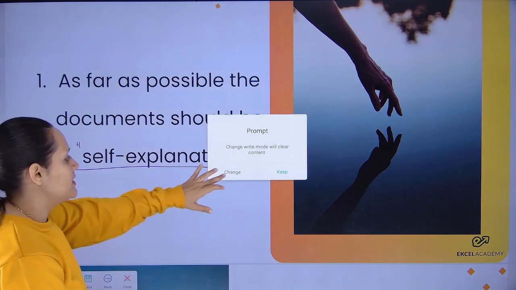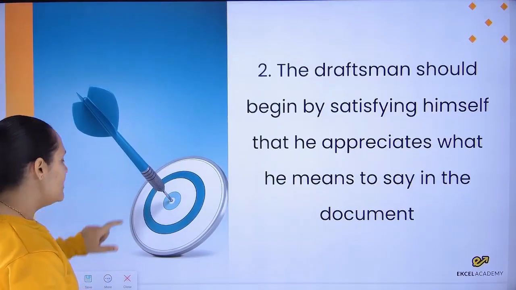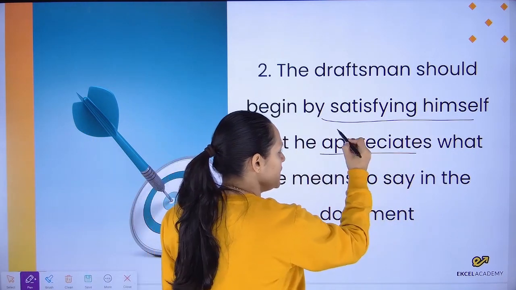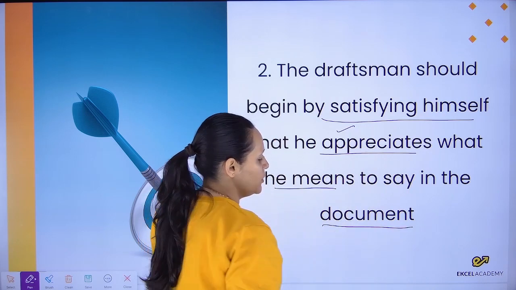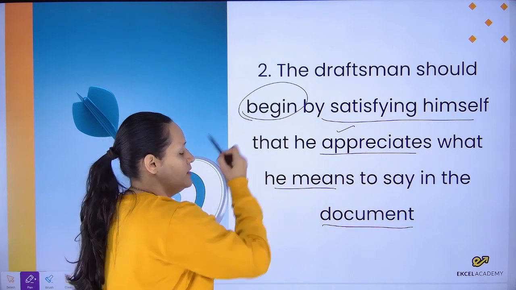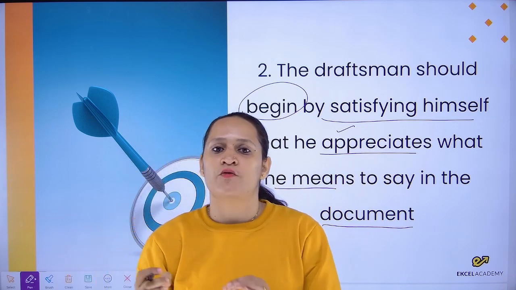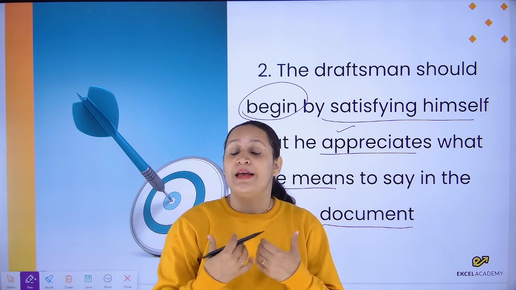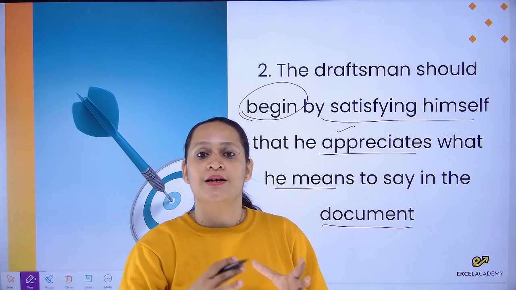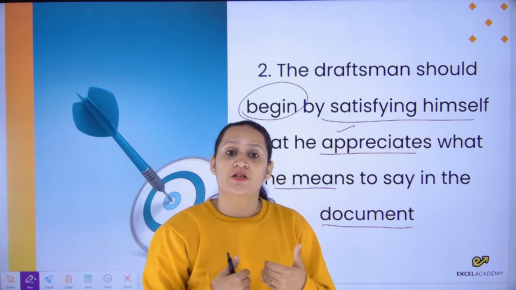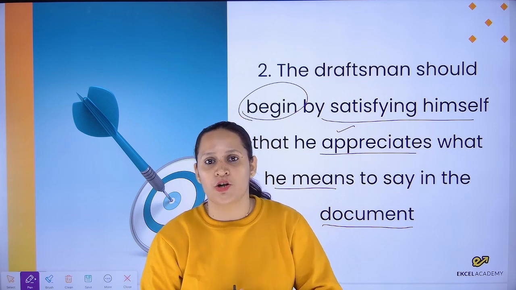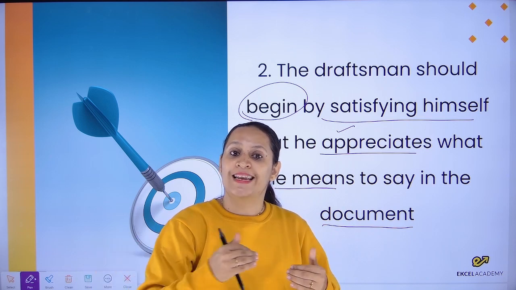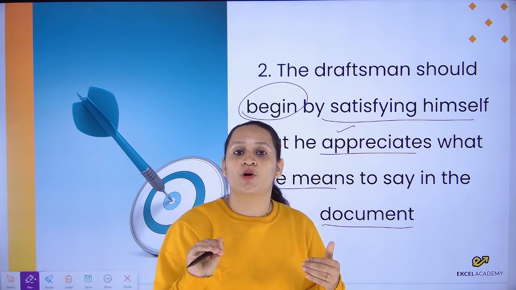Now going ahead to the second principle, it says that the draftsman should begin by satisfying himself first that he appreciates what he means to say in that particular document. For a well drafted document, it is very important for the person who is going to draft it to have clarity about the contents of the document. If he himself is not satisfied about what he wants to communicate or what points he wants to include, you can never have a clear-cut document which is free of any kind of confusion.